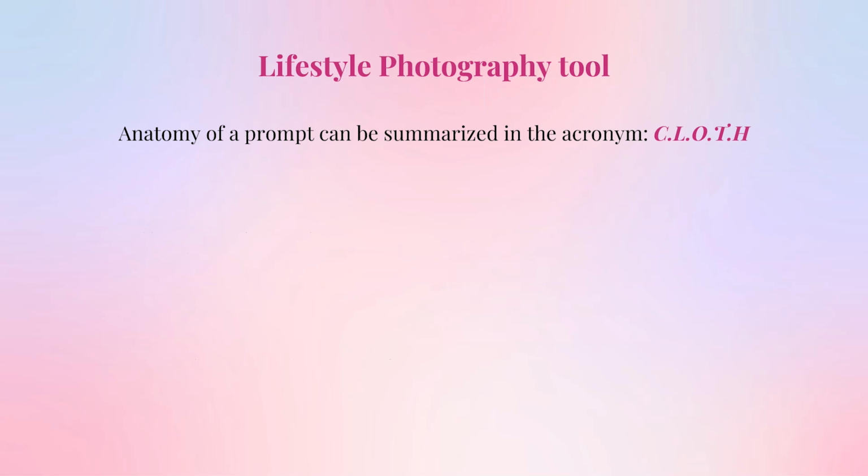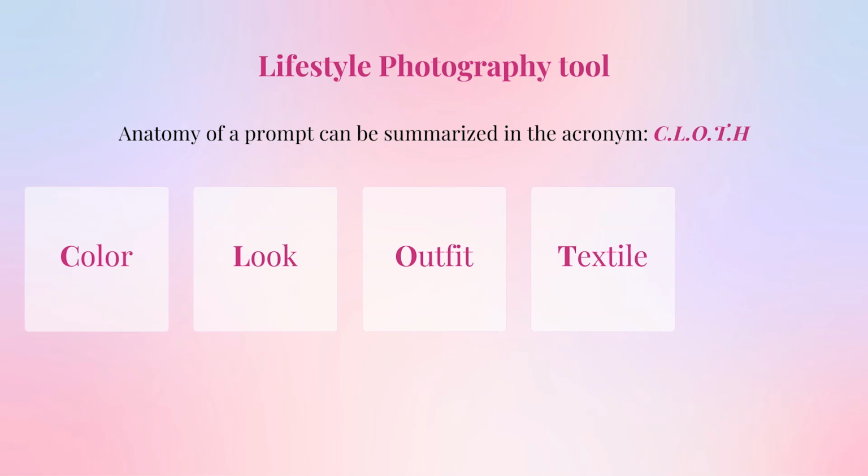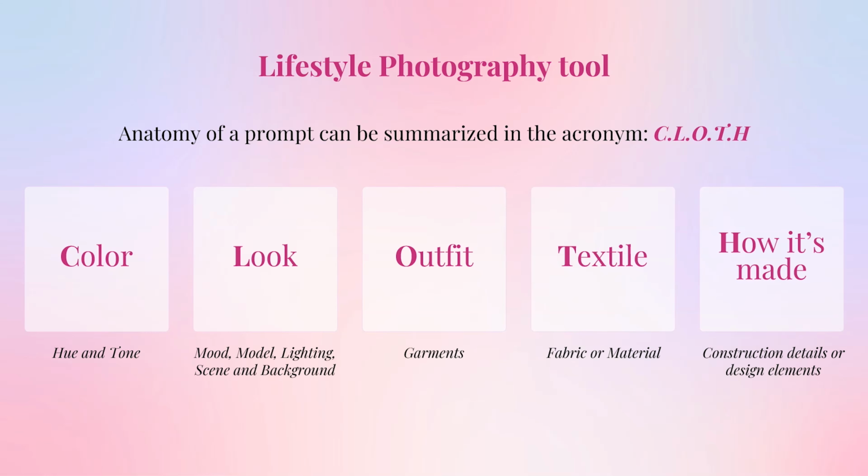The anatomy of your lifestyle photography prompts can be summarized in the acronym CLOTH. This stands for color, look, outfit, textile, and how it's made. Color is the hue and tone of any element in your prompt. The look is your mood, model, lighting, scene, and background visuals. The outfit is your garment or accessories. Textiles are the fabric or material of the outfit. How it's made are any pertinent construction details or design elements.